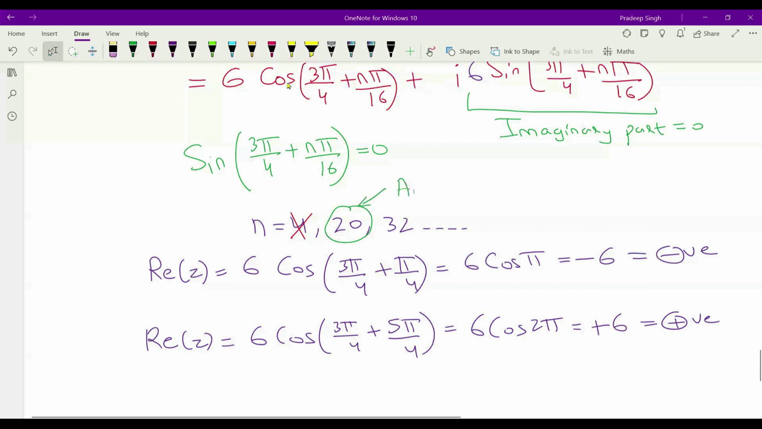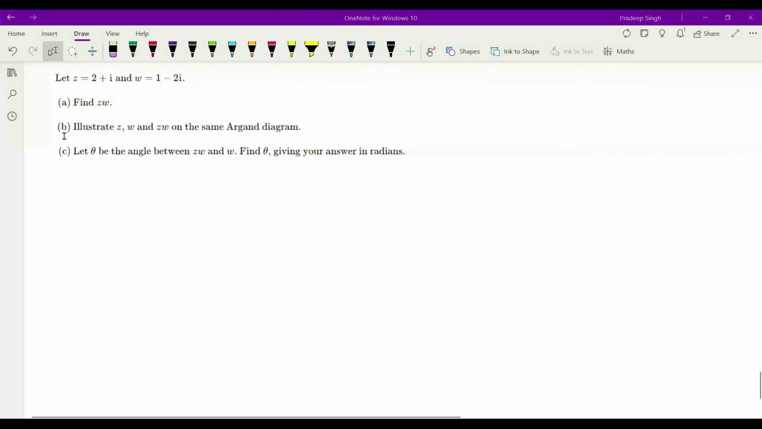So 20 is our answer. And that's how we solve this question. There are two complex numbers presented here, z and w, and part A is to find the product, z into w. So let's do that.